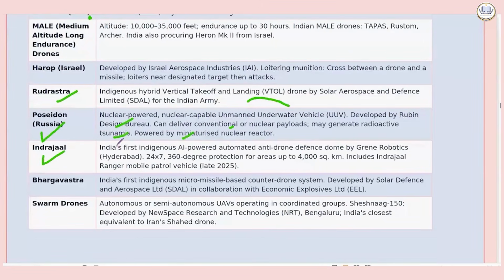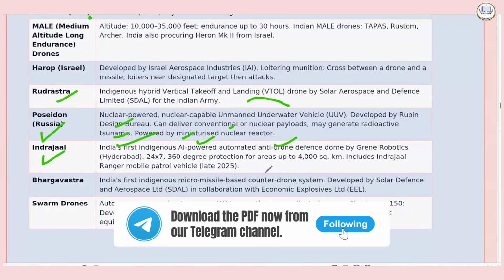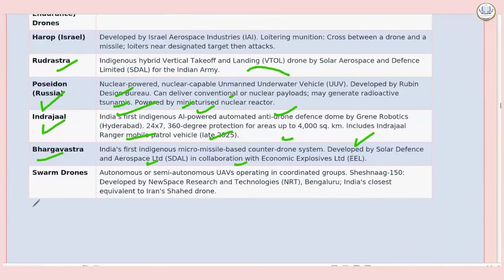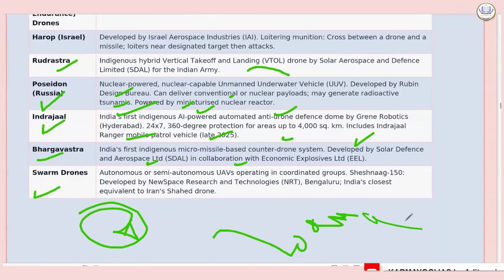And we have Indrajal, India's first indigenous AI-powered automated anti-drone defense dome by Green Robotics, Hyderabad. Then we have Bhargavastra, India's first indigenous micro-missile-based counter-drone system developed by Solar Defense and Aerospace Limited in collaboration with Economic Explosive Limited. The swarm drones are autonomous or semi-autonomous UAVs operating in coordinated groups. So many drones will come. This is called a swarm.